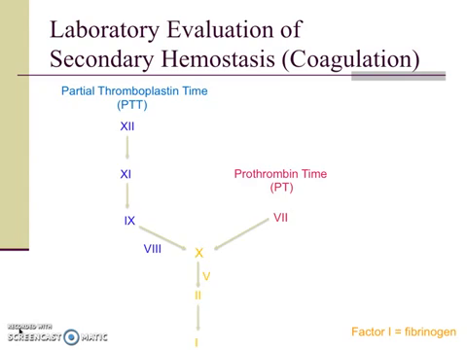As we discussed previously, the partial thromboplastin time or PTT test shown in blue on the slide measures the time to clot formation from the beginning of the intrinsic pathway at factor 12 through to the conclusion of the common pathway with the formation of the fibrin clot. On the other hand, the prothrombin time or PT test measures the time to clot formation from the beginning of the extrinsic pathway shown in pink at factor 7 through to the formation of fibrin clot at the end of the common pathway.